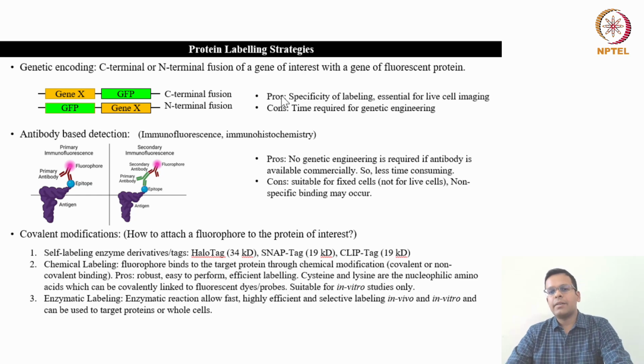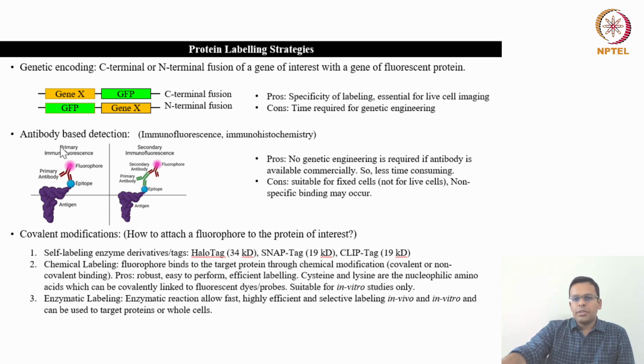The disadvantage is that the time required for genetic engineering is generally too long. Generally, this kind of endogenous protein fusion or gene fusion takes 3 to 6 months in the laboratory to generate these strains or constructs, because it requires an extensive amount of cloning and some transformation or transfections in the cell lines. So that process generally takes 3 to 6 months in the laboratories.